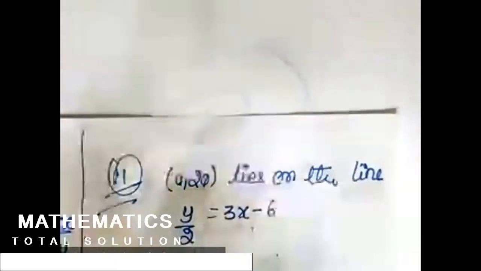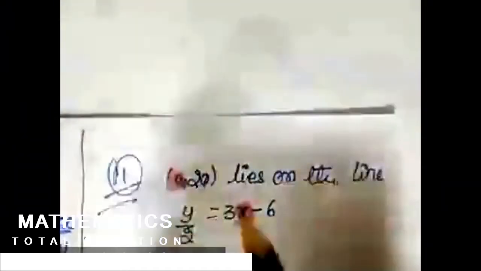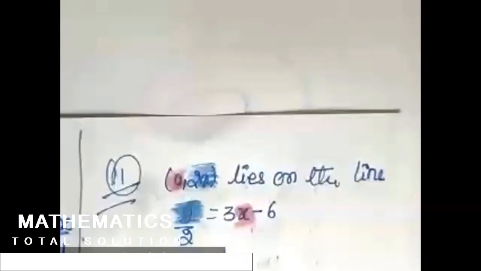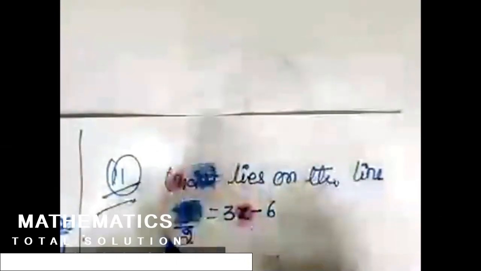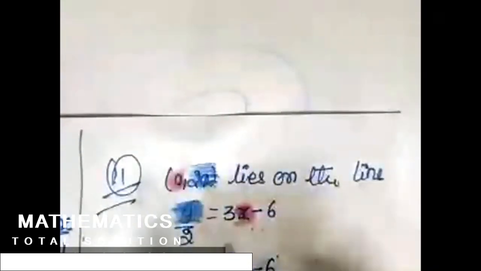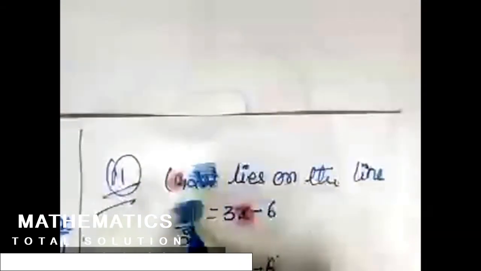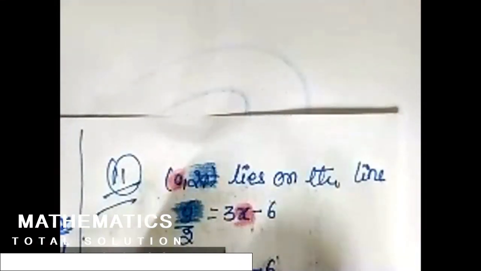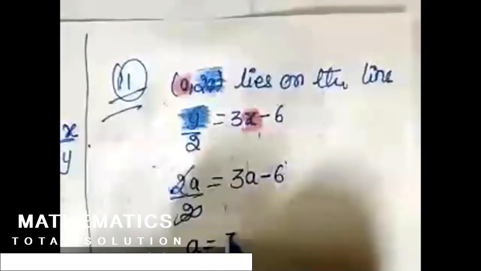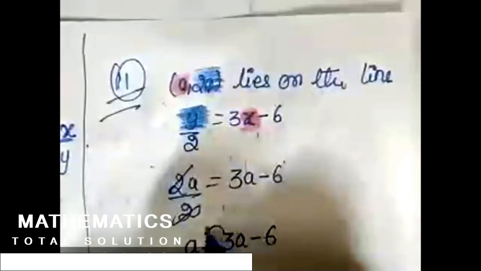What does it mean when I say the point satisfies the equation of the line? It means x coordinate can be put in place of x and y coordinate can be put in place of y. So this will become 3a minus 6. And then in place of y, you'll put 2a. So 2a upon 2. 2 and 2 will get cut. So this will be a equals to 3a minus 6.